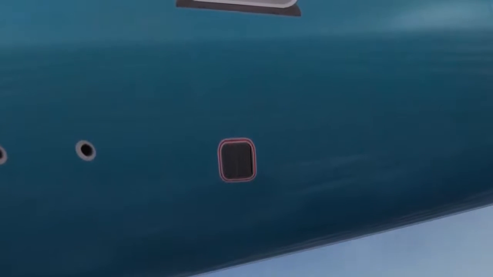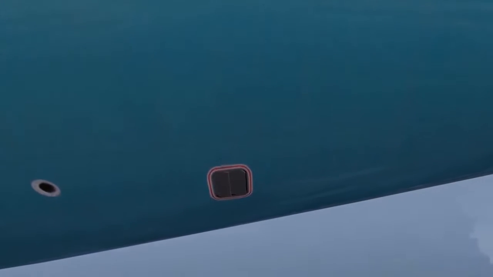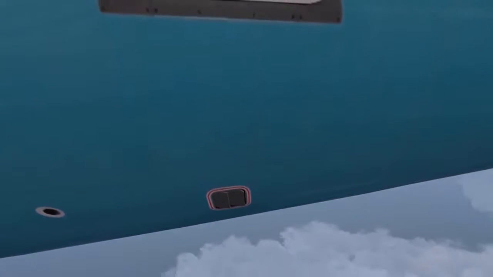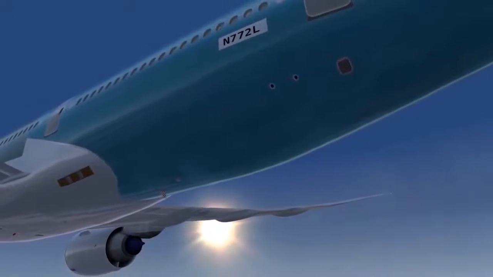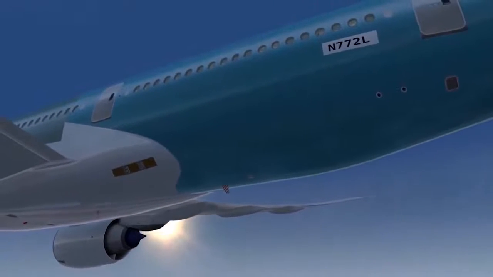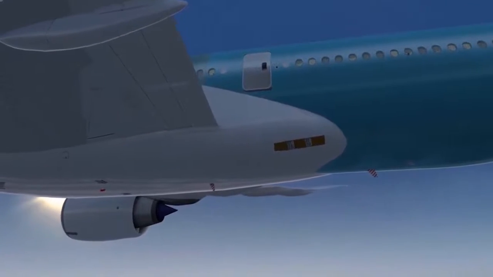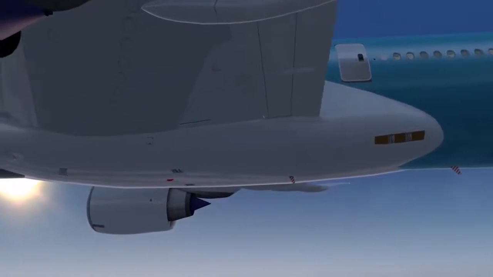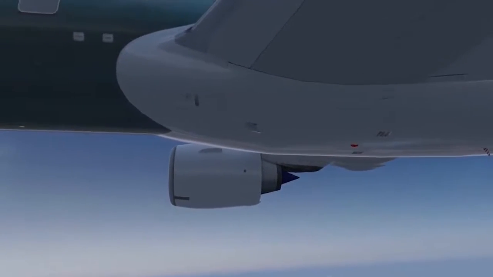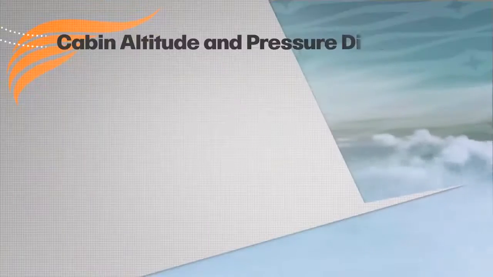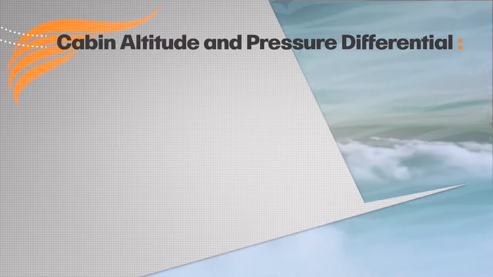Regulating the discharge of air from the aircraft overboard controls cabin pressure throughout the aircraft's operating altitude envelope, between 2,000 and 43,100 feet. Air Supply Cabin Pressure Controllers, or ASCPCs, control this discharge of air from the aircraft by modulating between open and closed a pair of valves in the lower fuselage. These valves are called outflow valves, and the 777 has one forward and one aft outflow valve. Here are two concepts you should become familiar with: cabin altitude and pressure differential.